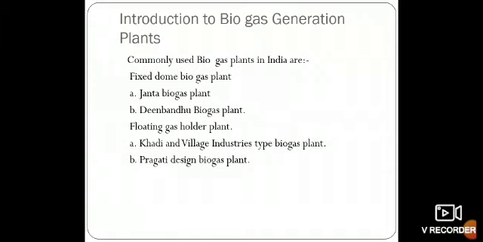Introduction to biogas generation plants. Commonly used biogas plants in India are fixed dome biogas plants. In that we have the Janta biogas plant and the second one is the Deenabandhu biogas plant. Then there are floating gas holder plants. First one is the Khadi and Village Industries type biogas plant. Second one is the Pragati design biogas plant. We will discuss each biogas plant with its construction and working principle in detail in the next session.